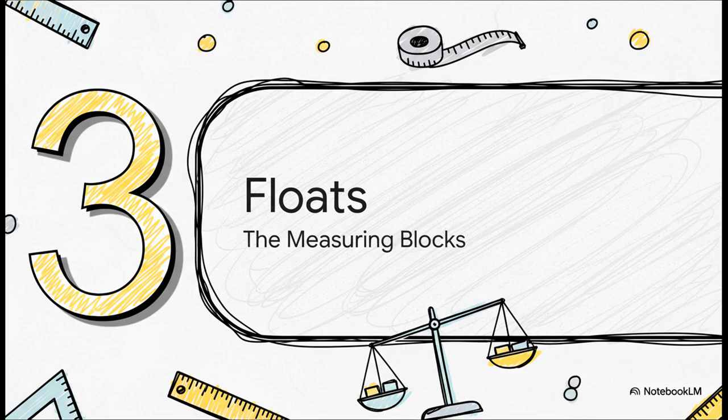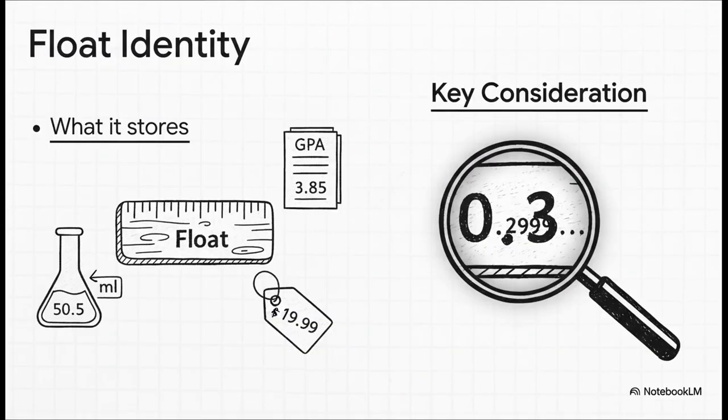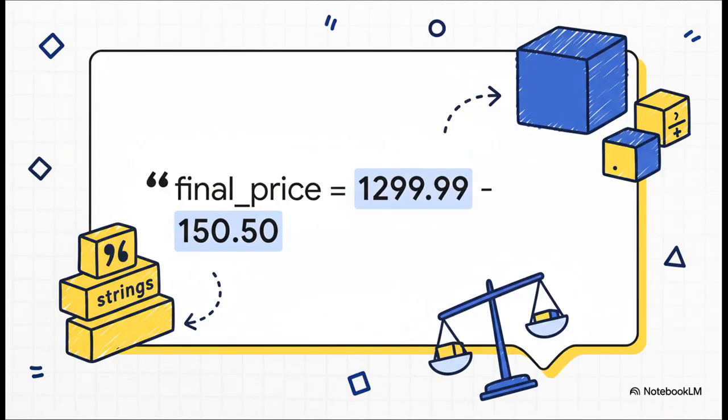I kind of like to call them the measuring blocks. A float, or a floating point number, is just any number with a decimal point, and the name is actually pretty cool. It's because the decimal point can float around to represent numbers of different sizes and precision. You're going to use a float for anything that needs precision. Think measurements, money, or a GPA. But there's a really interesting little quirk with floats. Sometimes they can have these teeny tiny precision errors. I mean, calculating a price after a discount, perfect example, or storing a GPA like 3.85. In these cases, you absolutely need decimals, and that's what floats are for. They handle it beautifully. Well, almost all the time.